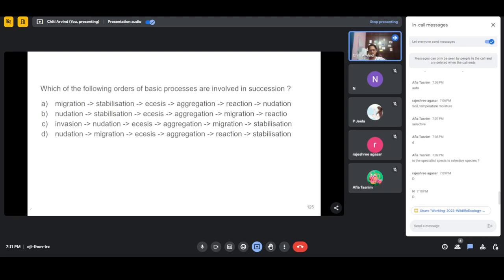So yes, as all of you have guessed, this is the correct answer, and it is D, which is nudation, which is basically breakdown; migration, which is movement; excesses, which is again I think movement of some kind; aggregation, coming together; reaction, where a process happens and then that stabilizes, right? So that's the entire process.